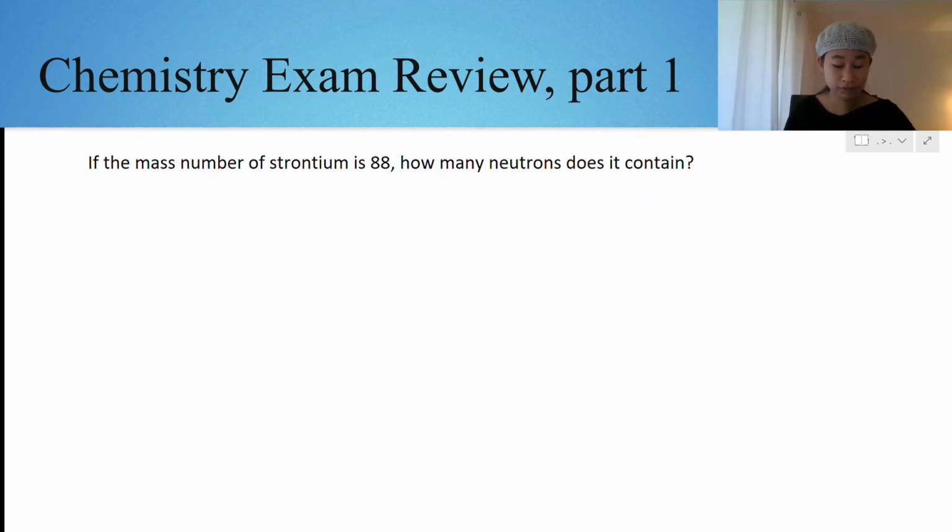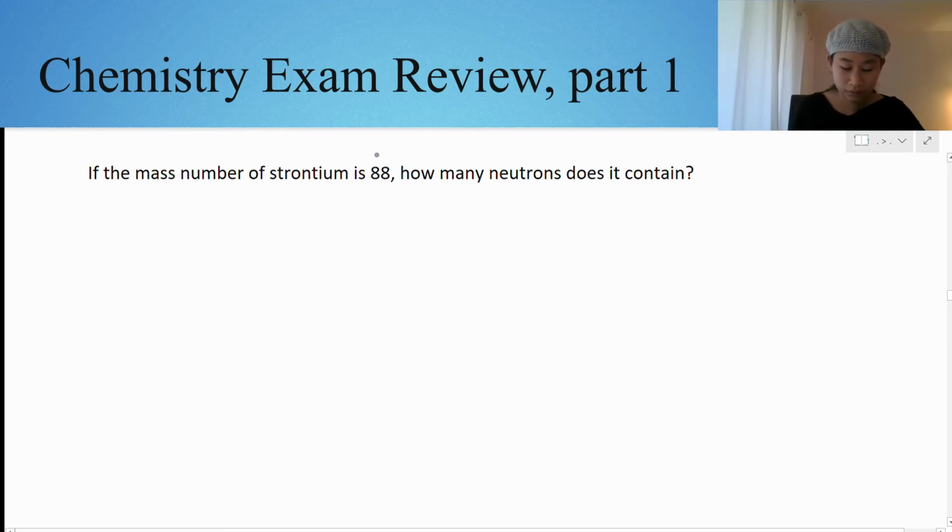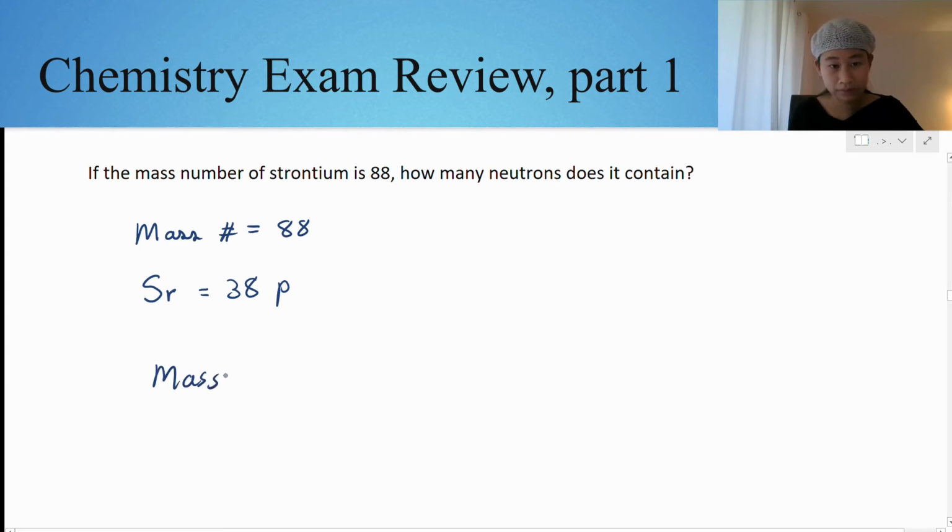If the mass number of strontium is 88, how many neutrons does it contain? Alright, so here we know that the mass number is going to be 88, and we know that we're dealing with strontium. And so strontium, if you look on the periodic table, is represented by Sr, and we know that strontium has 38 protons.